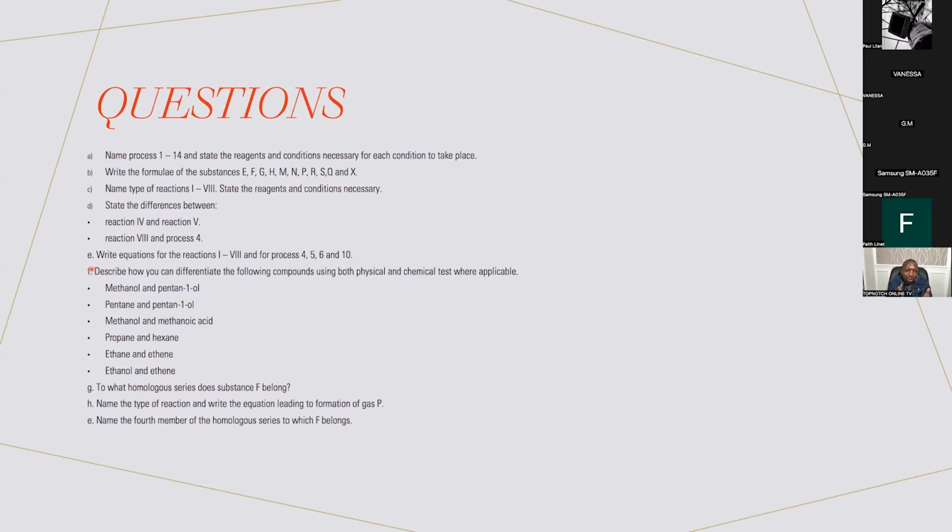Just like, for example, if you are told how to differentiate methanol and methanoic acid, this is how you are supposed to say it. Put 2 cubic centimeters of methanol and methanoic acid into separate test tubes, and to each of the test tubes, add sodium carbonate. In methanol, there'll be no bubbles. In methanoic acid, there'll be bubbles.